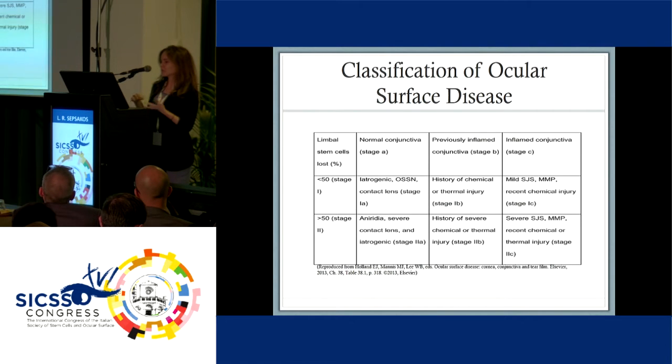As you go through this chart, you can see progression and worsening of limbal stem cell deficiency, with the worst stage being stage 2C: Stevens-Johnson syndrome, mucous membrane pemphigoid, and recent chemical or thermal injuries.